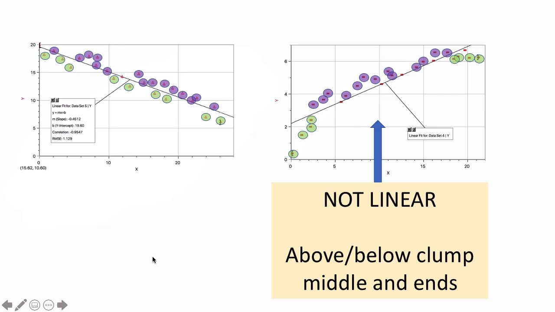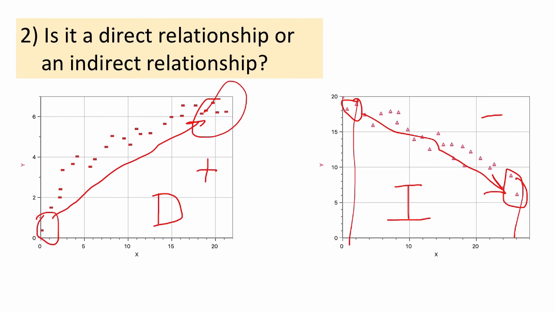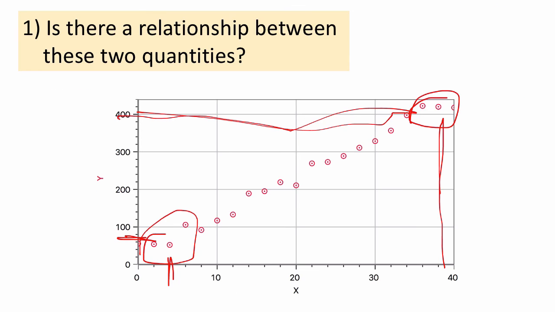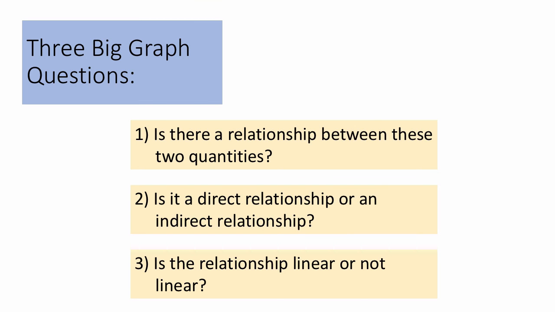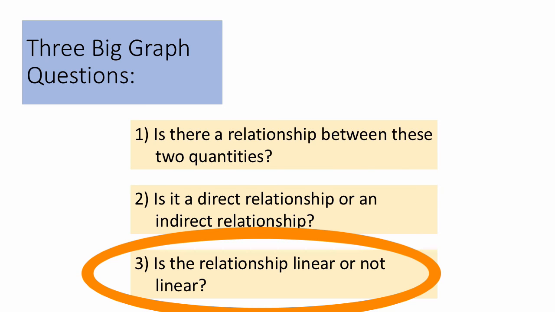Okay, those are the three graph questions. Here, we'll just go back to the beginning. What are the three graph questions? The three graph questions are: one, is there a relationship? Two, is it a direct relationship or an indirect relationship? And three, is the relationship linear or not linear? Okay.